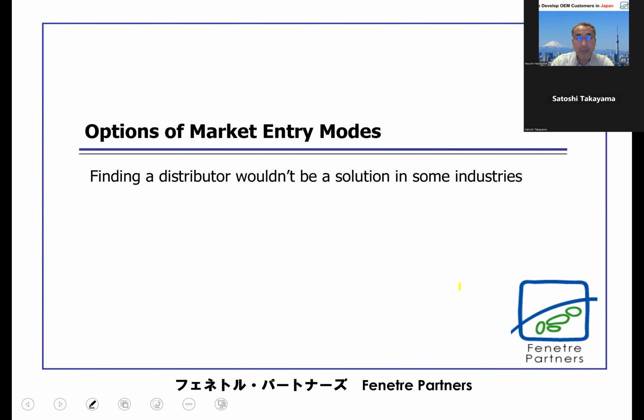Okay, and now I'm going to explain some options of market entry into Japan. So the Japanese market is really tough, but there are some options to penetrate the market.